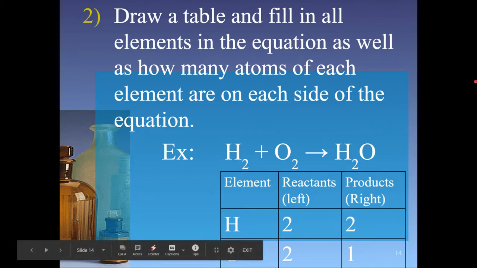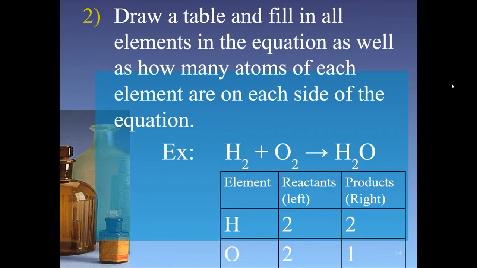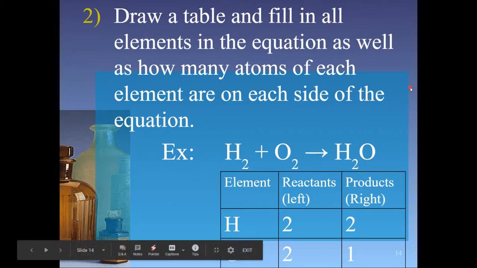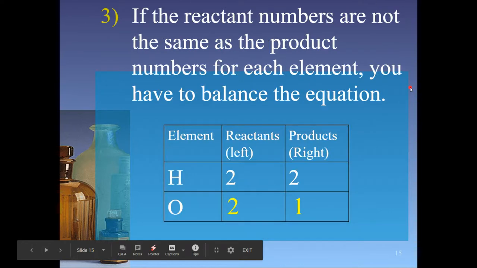The reactants on the left side, how many hydrogen do we have? We have two hydrogen. This 2 right here tells us we have two hydrogen. How many oxygen? This 2 tells us we have two oxygen. So we have two of each on the reactant side. On the product side, we have two hydrogen, so the 2 will go here. We have one oxygen. How do I know I have one oxygen? Because there's no subscript following the oxygen, so it tells me that there's just one. So I put 1 right here. That's step number two.